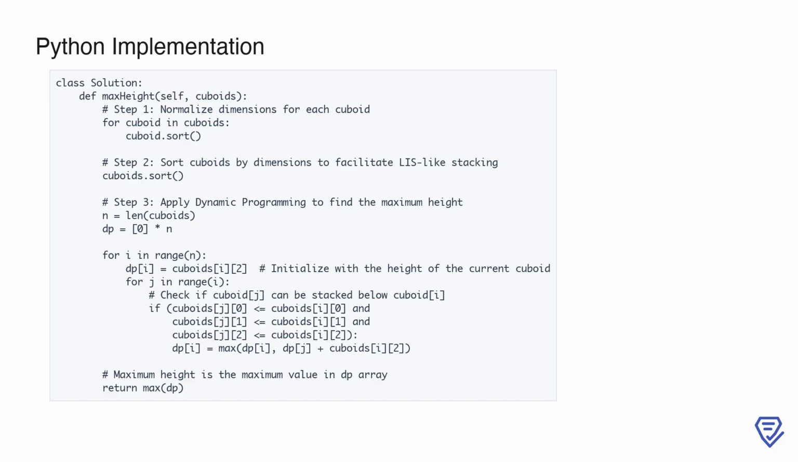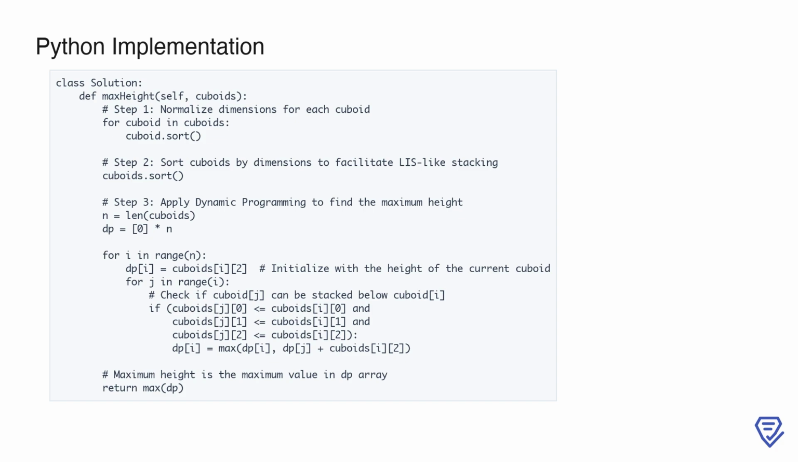Step 3. Dynamic programming solution. A dynamic programming array dp is initialized, where dp[i] represents the maximum stack height achievable with the ith cuboid at the top of the stack. Initially, dp[i] is set to the height of the ith cuboid. For each cuboid i, the algorithm iterates through all previous cuboids j, where j is less than i, to determine if j can be stacked below i.